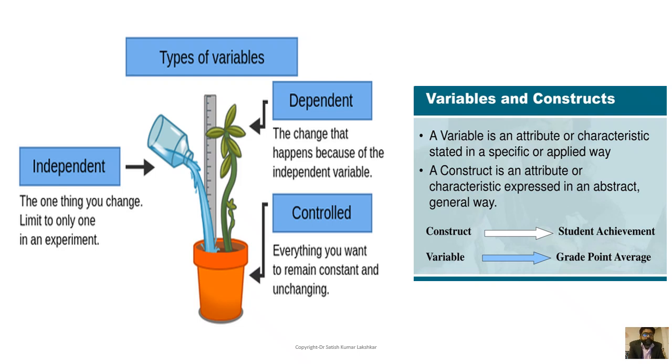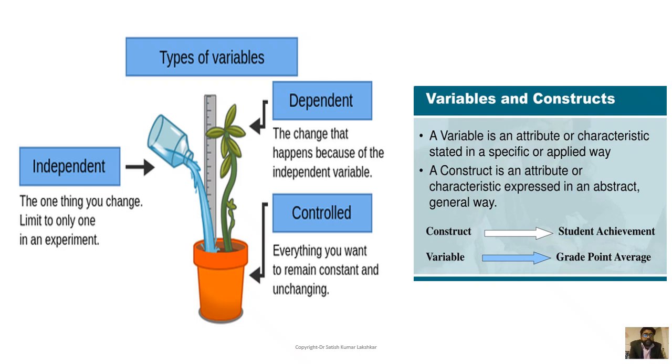Now let us say if we keep on giving some water to the plant in a pot, then definitely the plant height will grow. So what is it dependent upon? The dependent variable is the plant's height, and the independent variable is the water or the fertilizer.